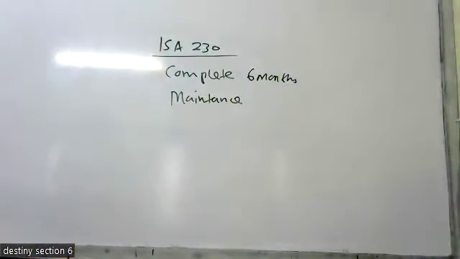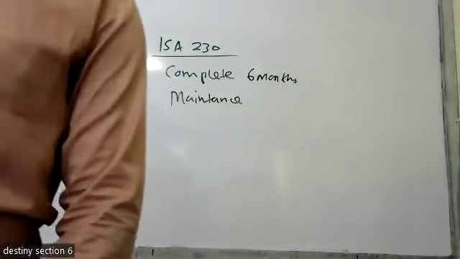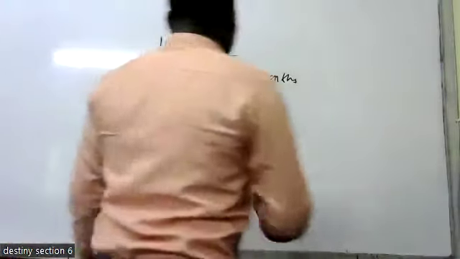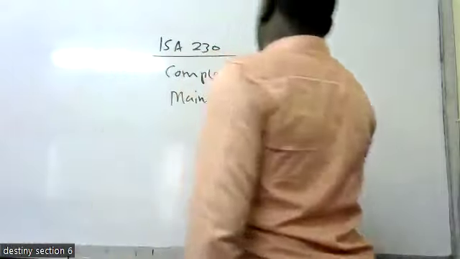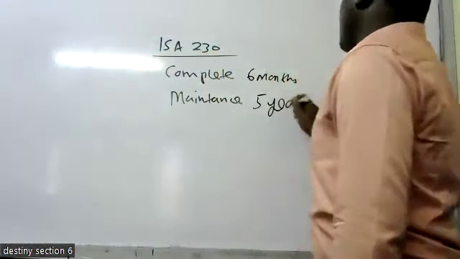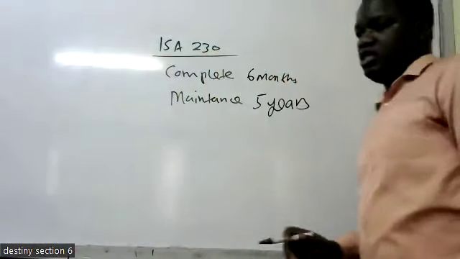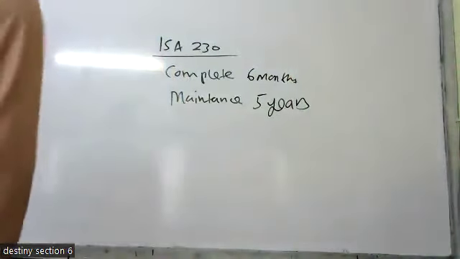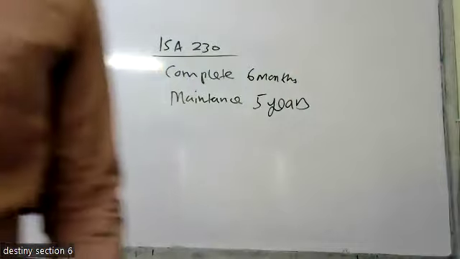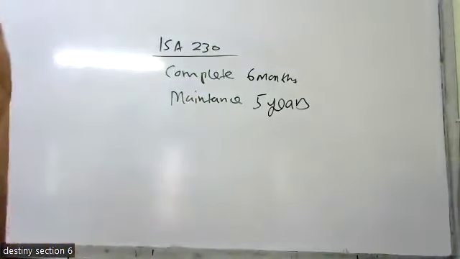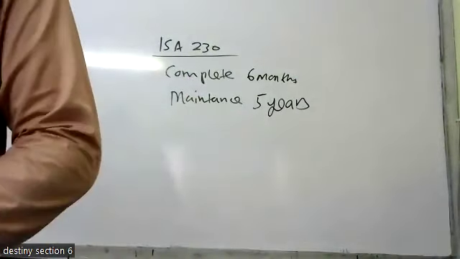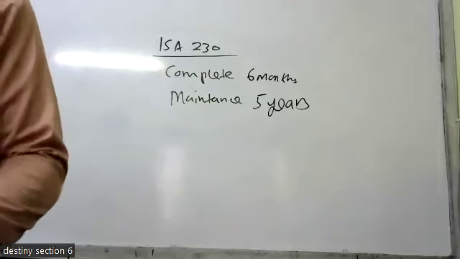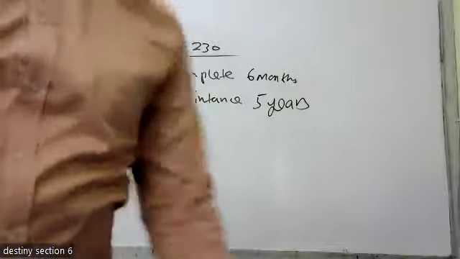If I come after 6 months, so you're now updating your working papers. The maintenance of those working papers is 5 years from the balance sheet date. Now, these are some of the regulations put in place, but the standard is 230. So we can end there on the working papers.